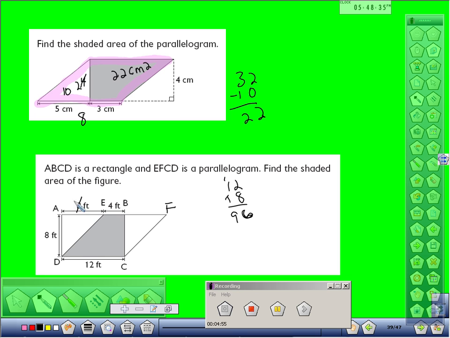What's half of 8? Very good. 4. 8 times 4, 32. So that's 32. So we want to get rid of that. So to get rid of it, we subtract it. So subtract 32. 6 minus 2 is 4. 9 minus 3 is 6. So the shaded portion is 64 feet squared.